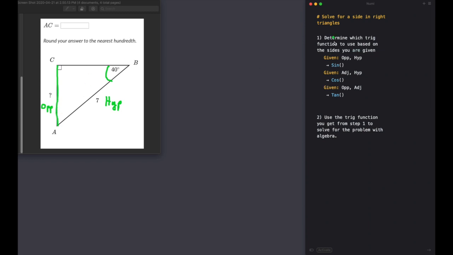All right. So first step, determine which trig function you're going to use based on the sides you were given. Well, if you guys remember, we have SOH CAH TOA. And basically, if you're given opposite and hypotenuse, you're going to be using sine, right? If you have adjacent and hypotenuse, you're going to be using cosine. And if you have opposite and adjacent, you're going to be using tangent. So keep in mind which ones we have.